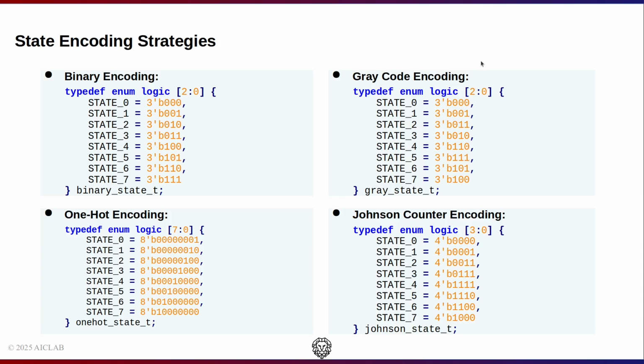In gray encoding, only 1 bit changes. So if we go from one state to the next state, only 1 bit changes. For example, here the first bit changes, and then the second bit changes, and then only the first bit changes, and so on. In gray code encoding, we need 3 registers to encode 8 states. And finally, Johnson counter encoding. Johnson counter is actually a shift register. It starts with 0, then the ones come in and then go out. Also in Johnson counter encoding, we need 4 registers to encode 8 states.